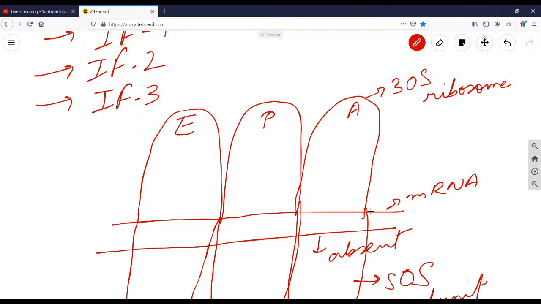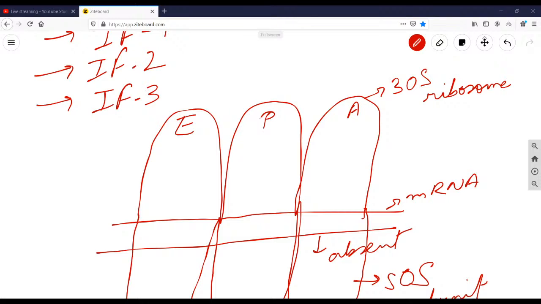Before explaining IF1, IF2, IF3, I explained to you this structure of the ribosome, the three sites present in one ribosome and the associated mRNA, because IF1, IF2, and IF3 associate at or near different sites. That is why acquaintance with these sites was very essential. Now, what do these factors do? Let us start with IF3.